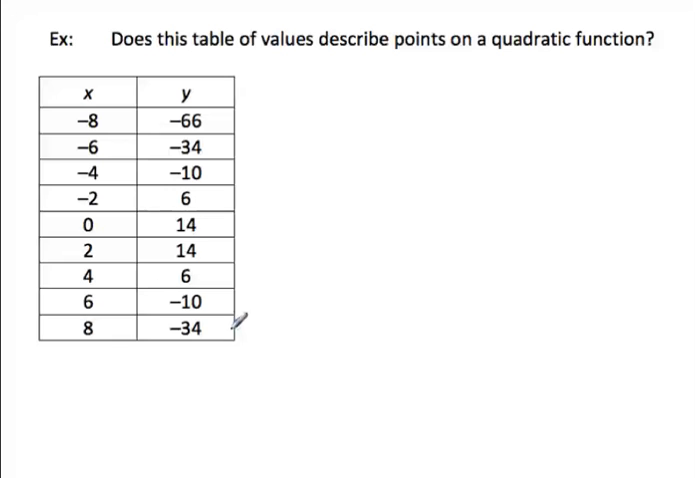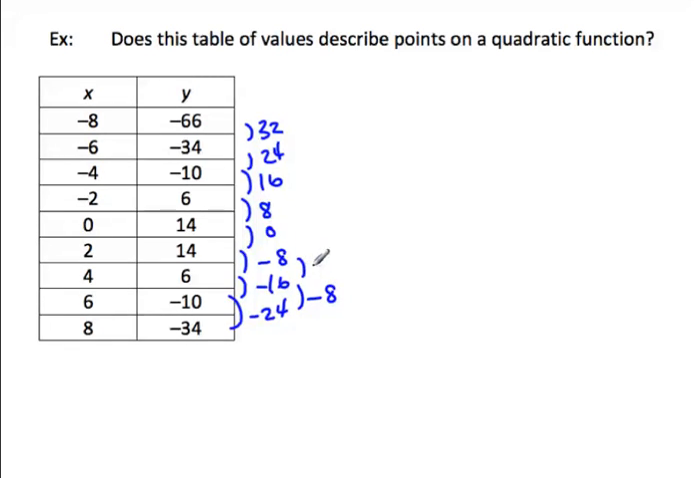So we subtract successive y values. -34 minus -10 is going to give me -24. -10 minus 6 is -16. 6 minus 14 is -8. 14 minus 14 is 0. 14 minus 6 is +8. Then I get +16, +24, and +32. Repeating the process then, and again being careful of my negative signs, I'm going to find that I get -8 all the way through.